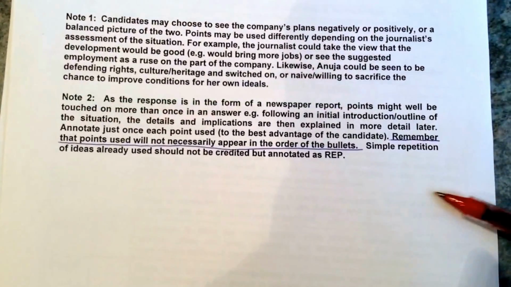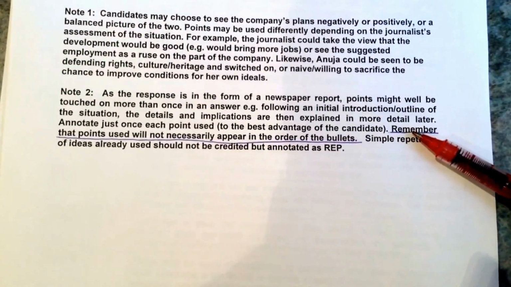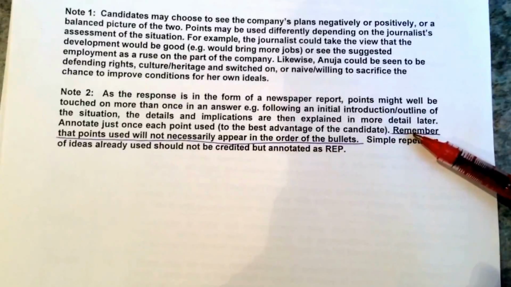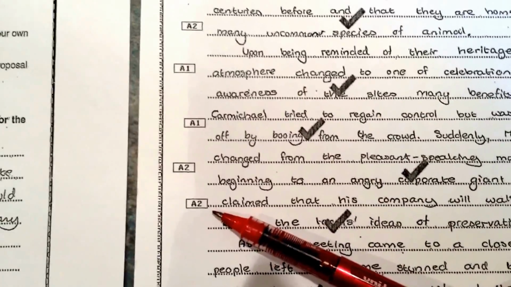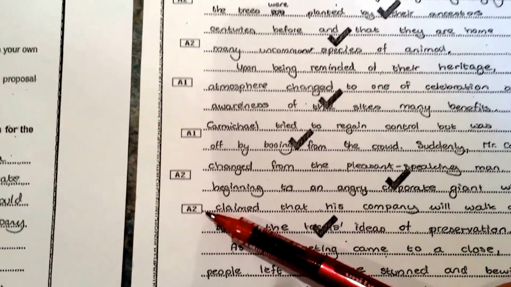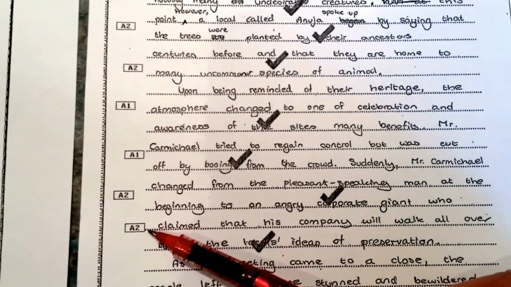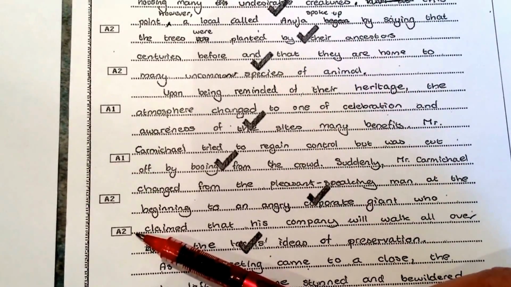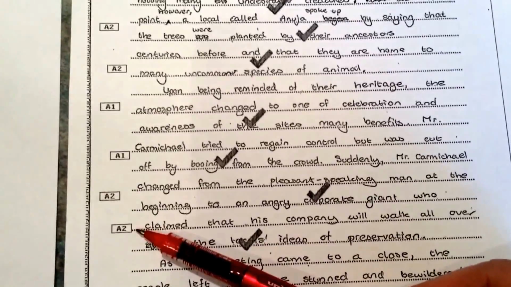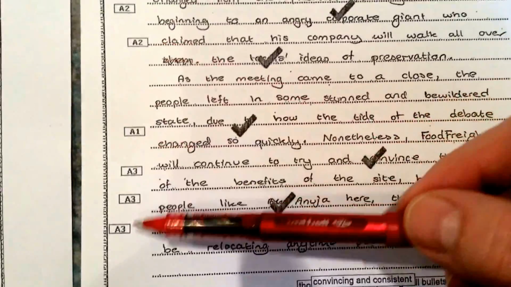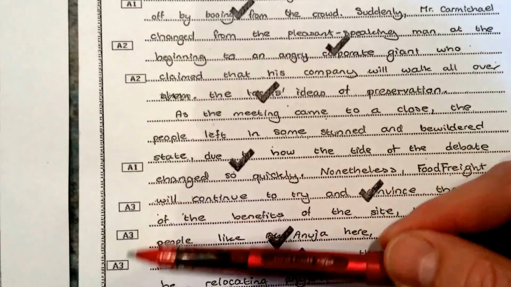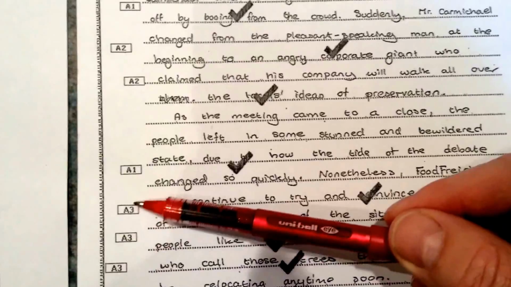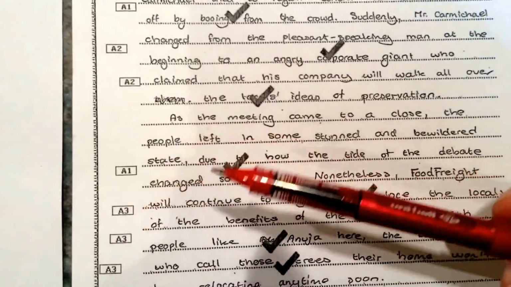The advice to the examiner that I've underlined here says, remember that points used will not necessarily appear in the order of the bullets. So if we just flick across here, you can see that A1 and A2 are mixed up. However, if you do put them together in chunks, it's much easier for the examiner to mark, and I think it's easier for them to give you full marks. But more importantly than that, it's much easier for you to see, whoops, I'm missing something. Because if you've organised it into 3 sections, you can easily see if one section's really short, and that helps you spot where your answer's missing things.